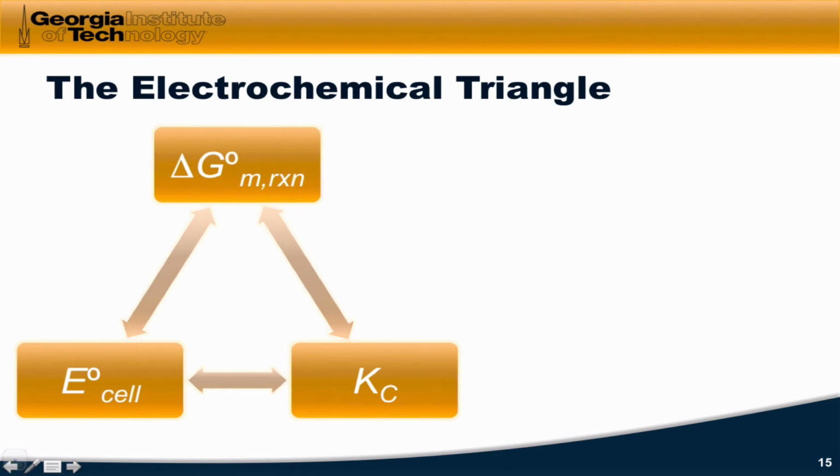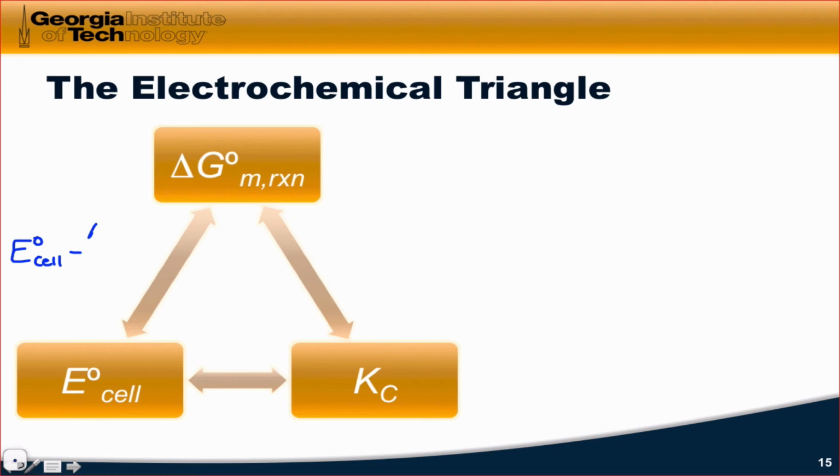So there's an electrochemical triangle here. We've just related delta G to Ecell, and let's write that relation in terms of Ecell. Dividing both sides by negative NF, we get that Ecell under standard conditions is equal to negative the standard molar free energy change for the redox reaction divided by NF, the number of electrons transferred per mole of reaction events, times F, Faraday's constant, in coulombs per mole. This allows us to go from an Ecell to a delta G and vice versa.